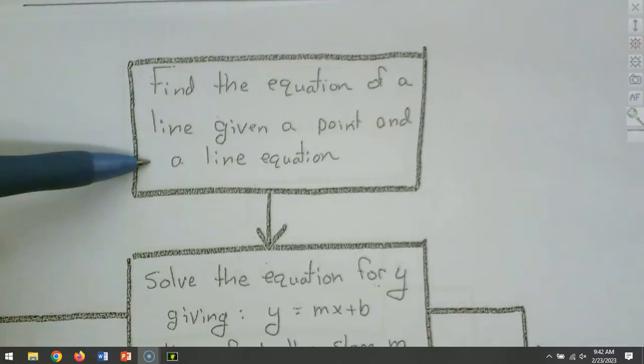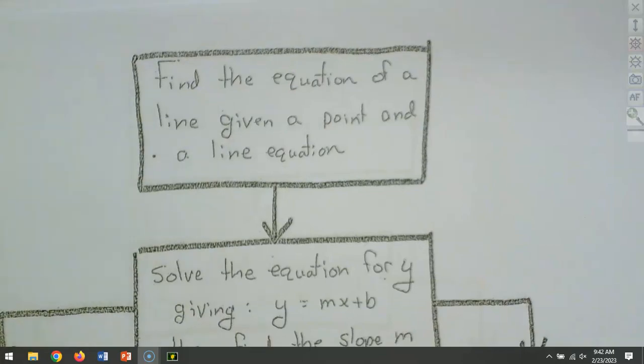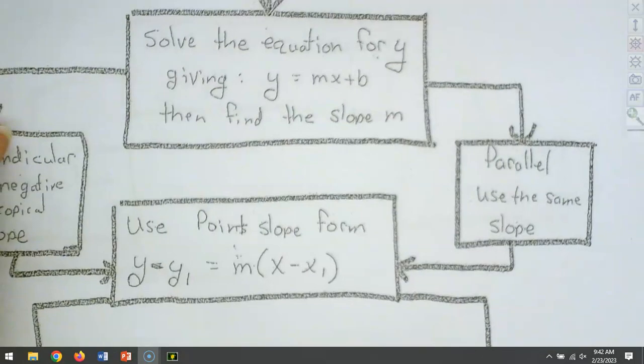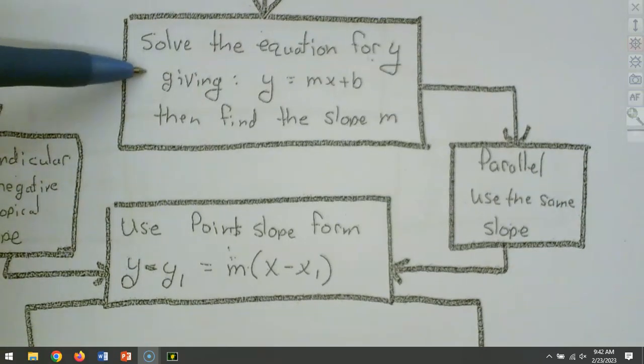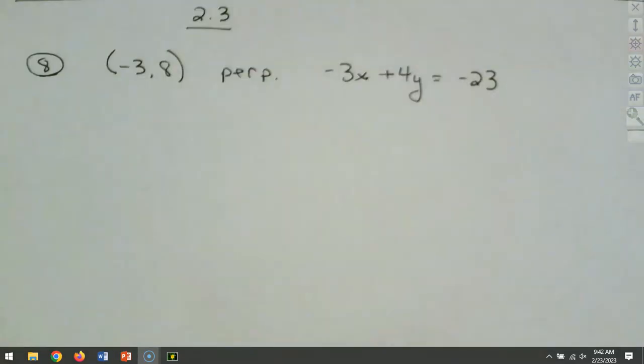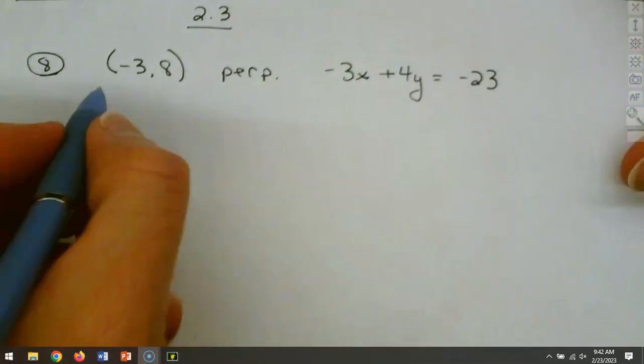Easiest possible way to do these is to use the flow chart. Follow it just like a recipe. So this is what we've got. We follow it down. So what does it say to do? It says you need to solve that equation for y. And then we'll find our slope. So let's do that. So that's where we'll begin, is we'll solve this for y.